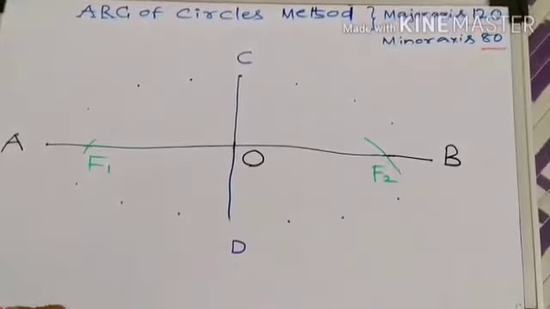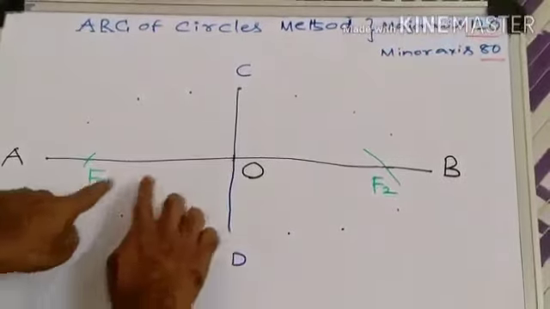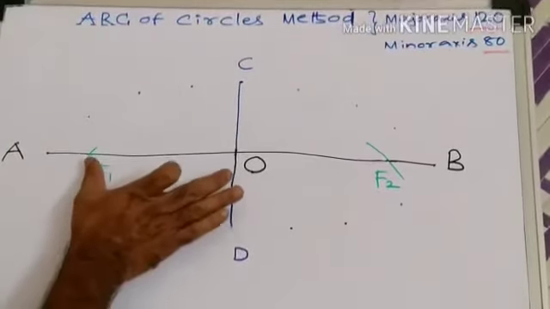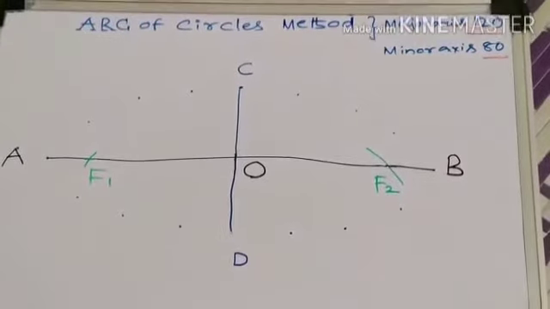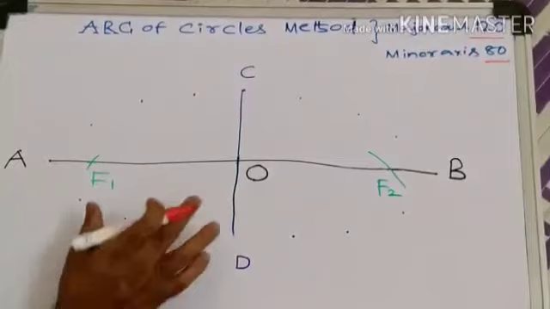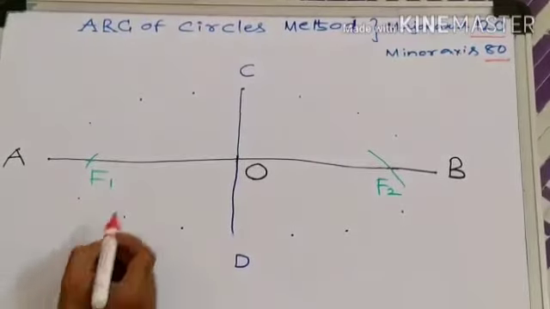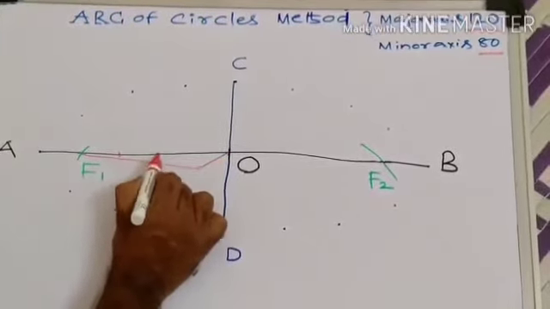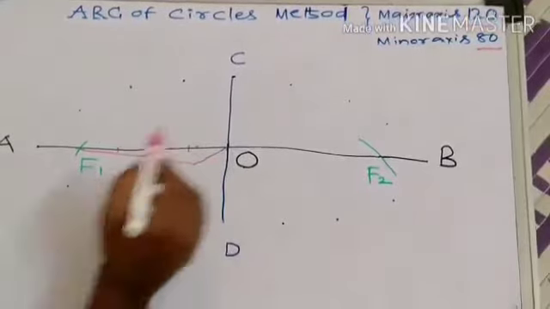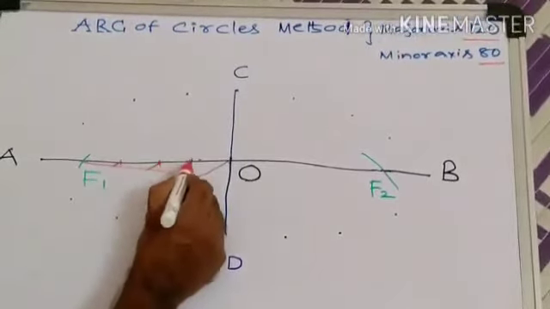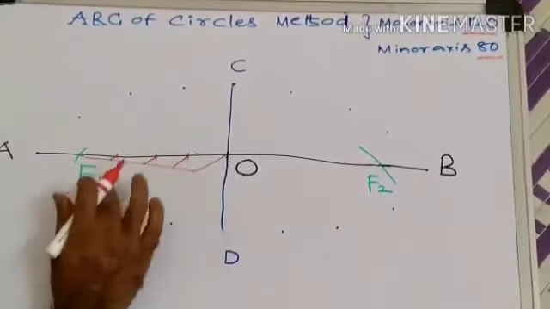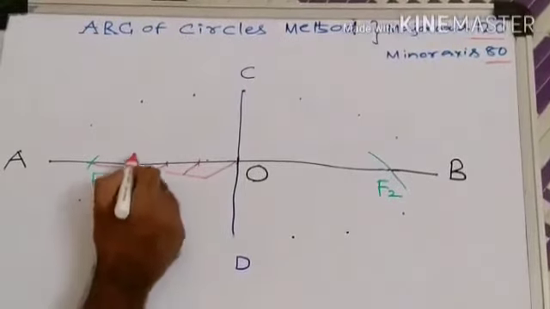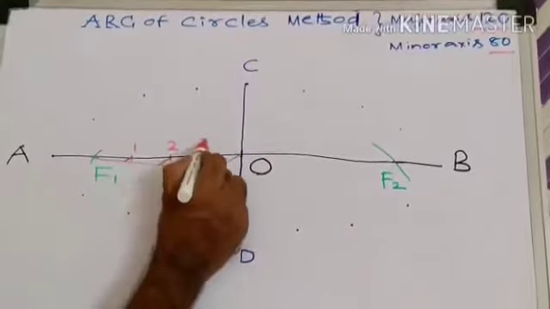After getting F1 and F2, now choose F1O or OF2. I am choosing F1O as the considerable length. On F1O, you have to make some equal divisions. Now I am dividing it: first point, second point, third point and fourth point. By using the acute angle method, dividing a straight line into n number of equal parts: first, second, third.